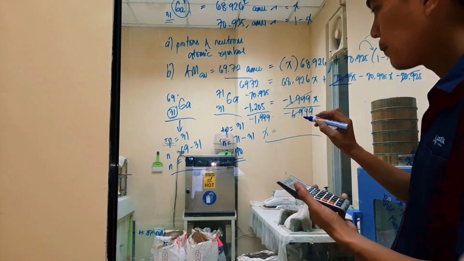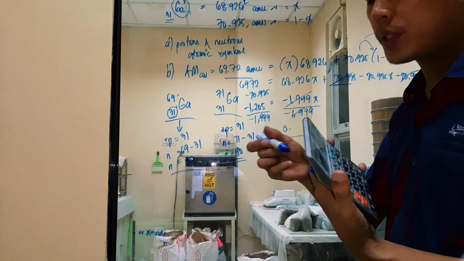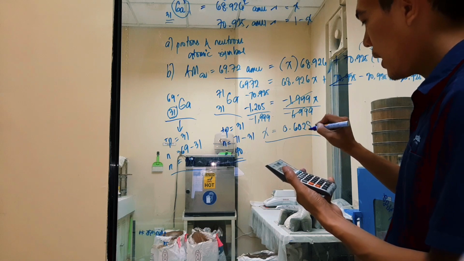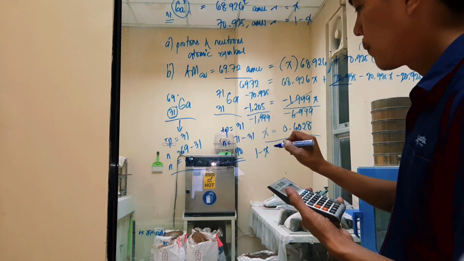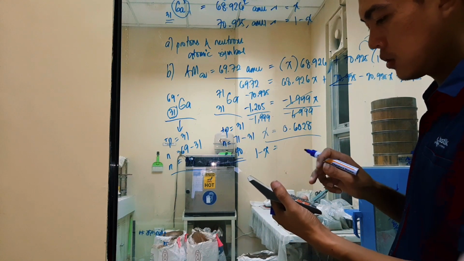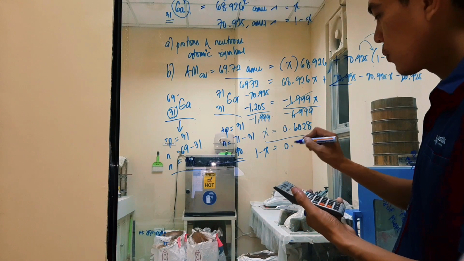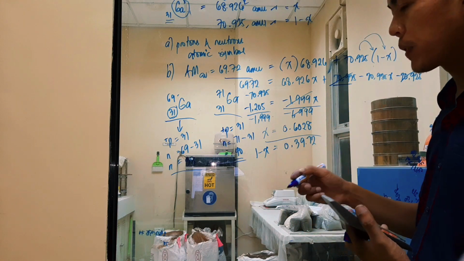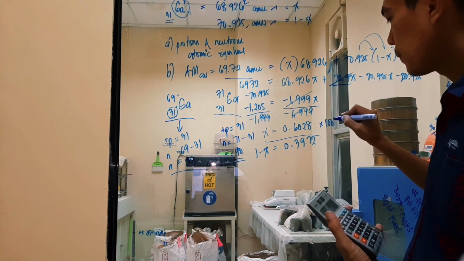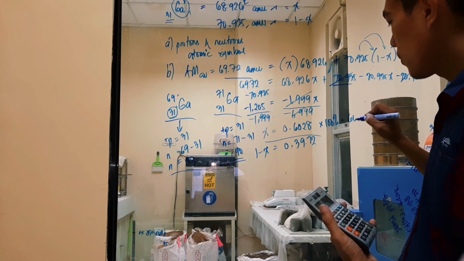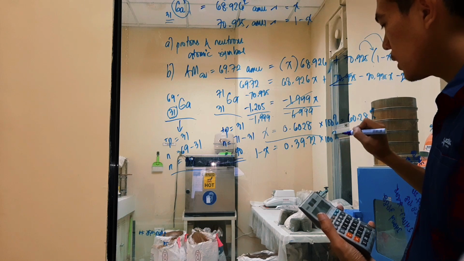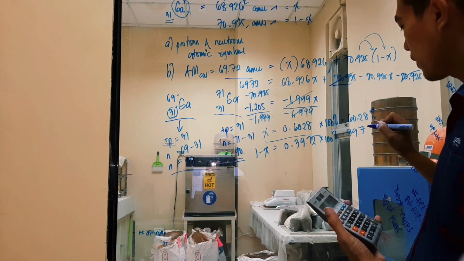So the value of x, which is the percent abundance of gallium-69, is 0.6028. Meaning to say, gallium-71 is 1 minus x, which is equal to 0.3972. Meaning the percent abundance of gallium-69 is equal to 60.28%, while gallium-71 is equal to 39.72%.